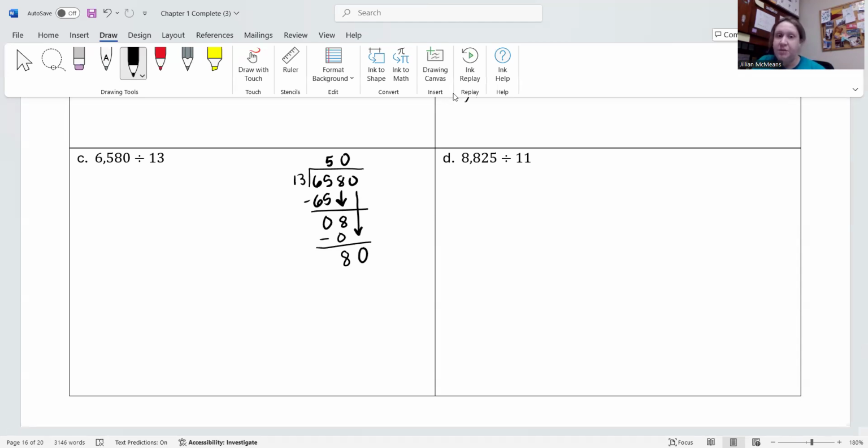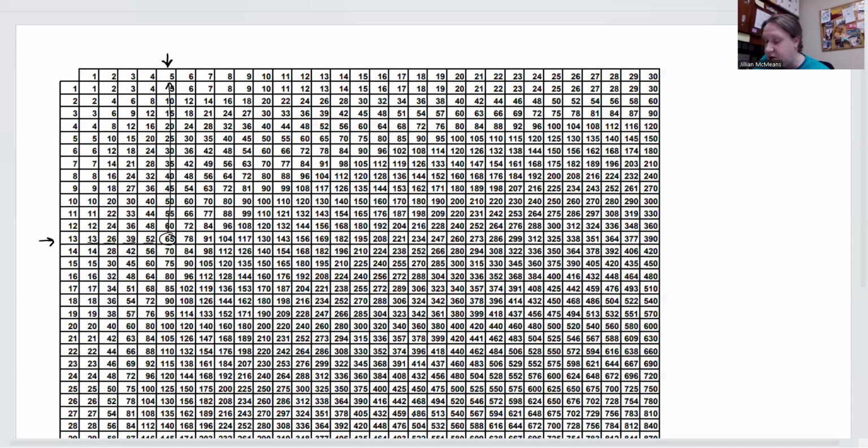So we can go back to our multiplication table. We're still in that 13th row. That's not going to change. But now we want to see how close we can get to 80 without going over. So we've got 13, 26, 39, 52, 65, 78. That's pretty close to 80. If we go one further, we're at 91. That's too big. So 65 is too small. 91 is too big. 78 is just right. And we're in the 6th column.